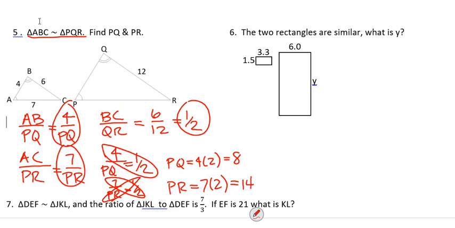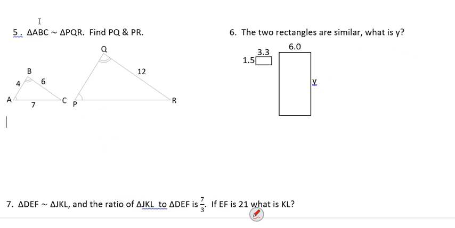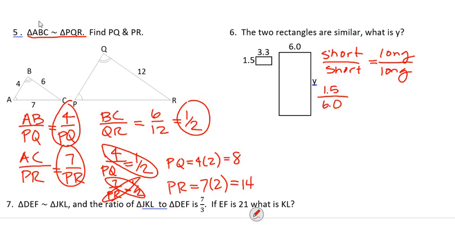These are two rectangles, and it says that they are similar. And then it asks us to solve for y. So it's really important that we notice here which is the long side and which is the short side. So we can put short side over short side, right? And that should equal long side over long side, okay? So that gives me 1.5 over 6.0, because those are our two short sides. And then we've got 3.3, which is our long side, over our other long side, which is y.